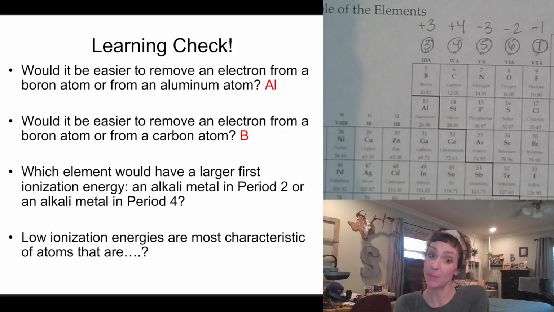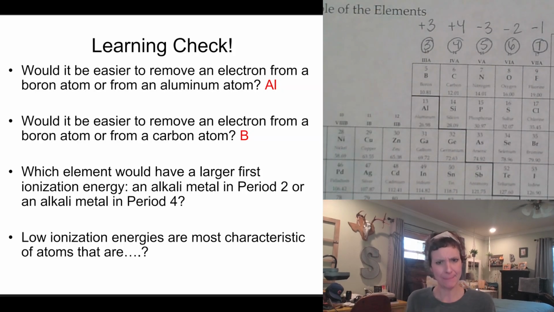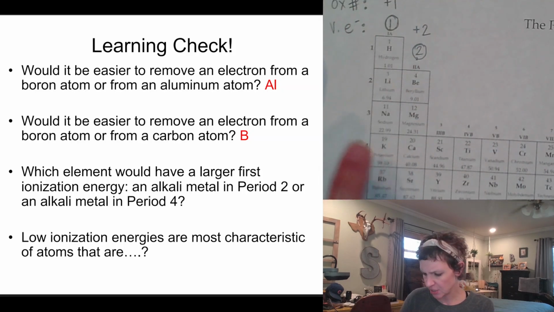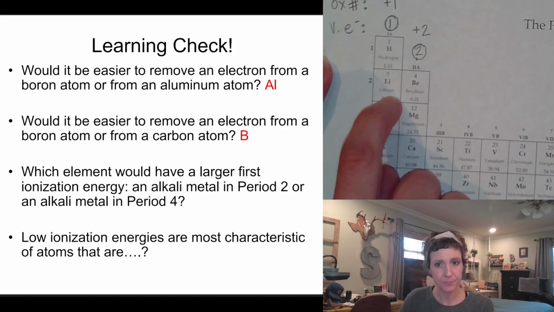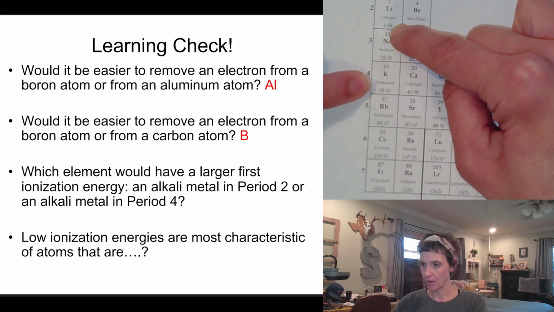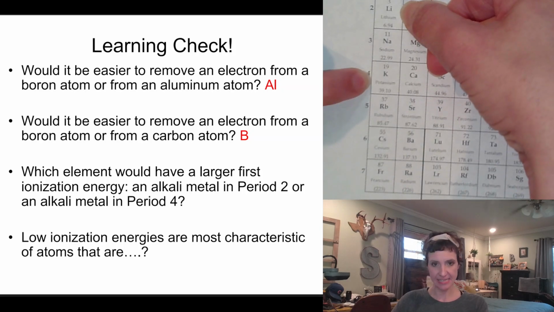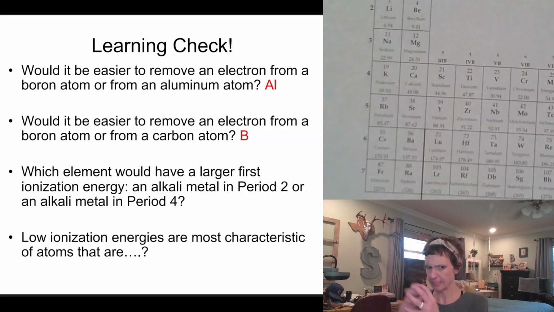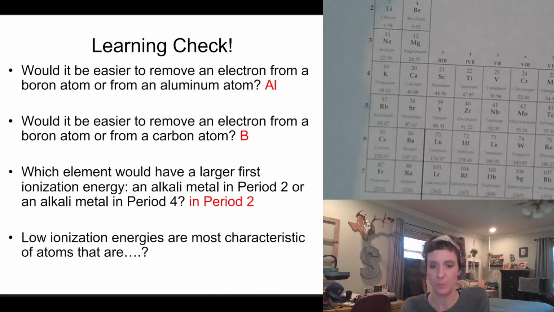Next question is, which element would have a larger first ionization energy? An alkali metal, group 1, in period 2, so that's lithium, or an alkali metal, same group, in period 4. So I'm comparing lithium and potassium. Who's got a larger ionization energy? Who is going to require more energy to take an electron? The smaller, tighter guy, right? So the smaller, tighter guy, my lithium, the one in period 2.